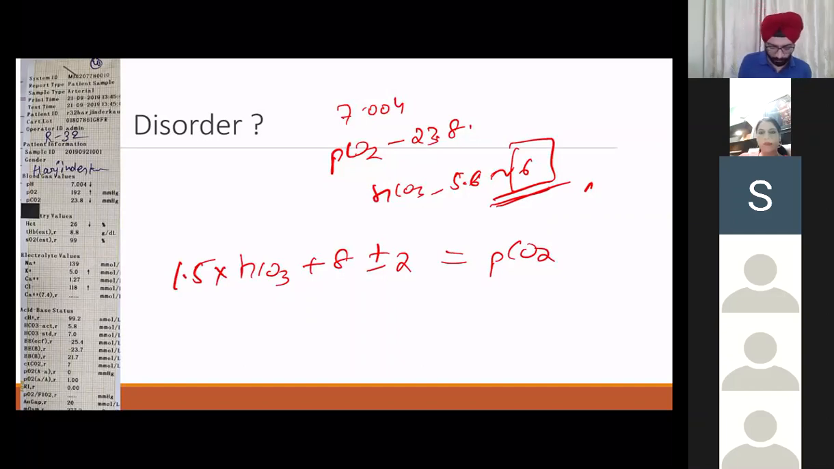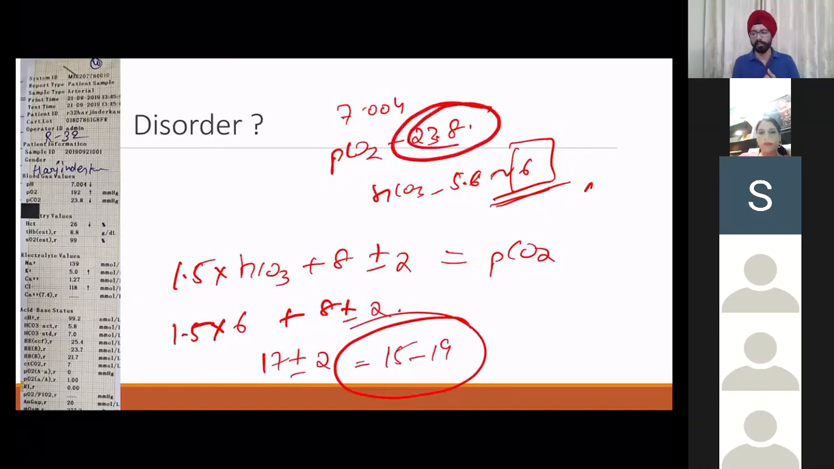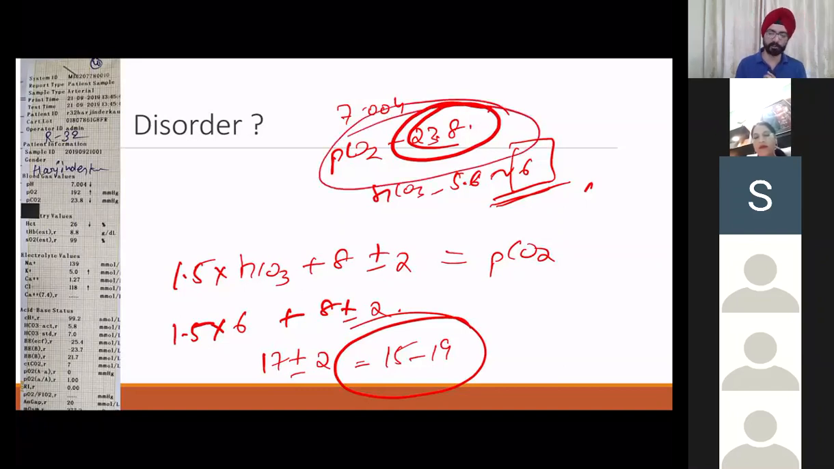Okay, so 1.5 into 6 plus 8 plus minus 2. So this is 17 plus minus 2. So your expected PCO2 is 15 to 19. And in this case, your PCO2 is 23.8. So even with such a low PCO2 of 23, you still realize that the patient has some respiratory acidosis also going on.